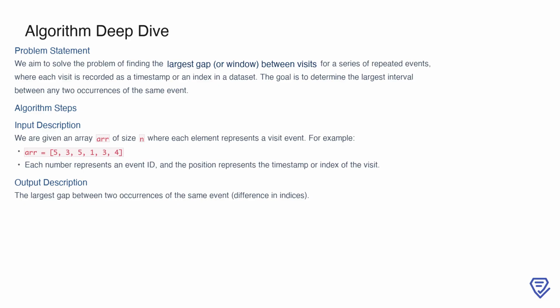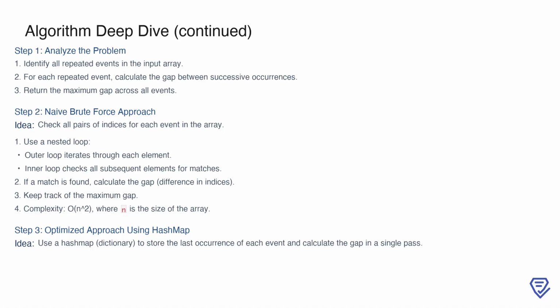Our task is to determine the largest such interval across all repeated events in the array. The output will be the maximum gap between occurrences of the same event, and if no repeated events exist, the output should be 0. To solve this problem, we start by analyzing the requirements.